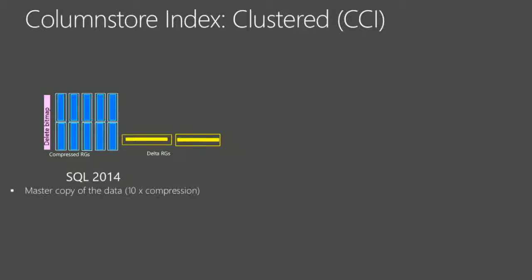Now, it is the master copy of the data. What it means is if I had a row store table, 100 gigabyte, and I say create cluster index on it, you get 10 gigabyte assuming 10x compression, and that's all you need. So that's why you can get such a huge compression. This is a master copy of the database, of the table.